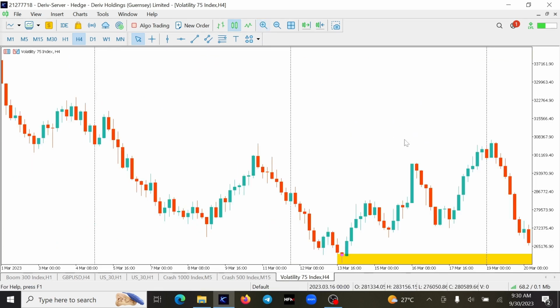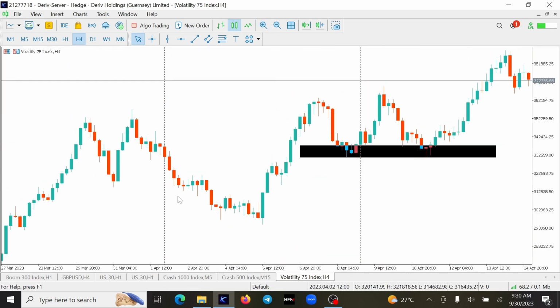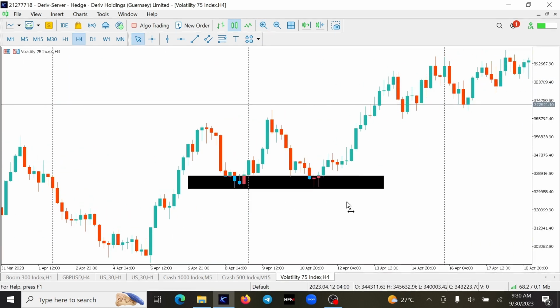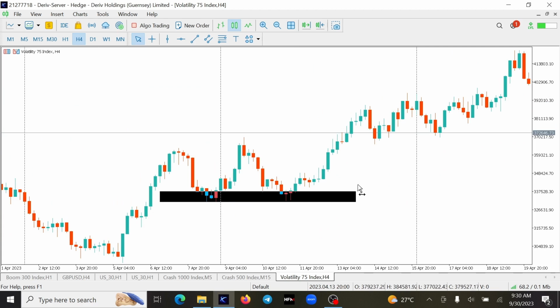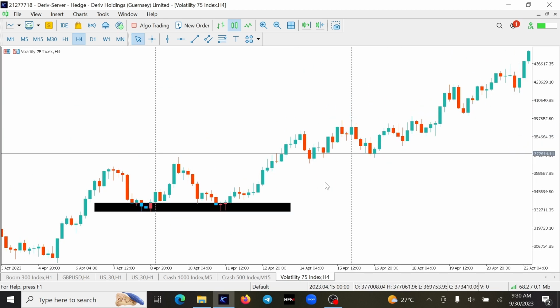I like sniper entry. Like, I am risking maybe $10 to make $100. That's the kind of trader I am. So I am not a scalper. I'm a day trader.